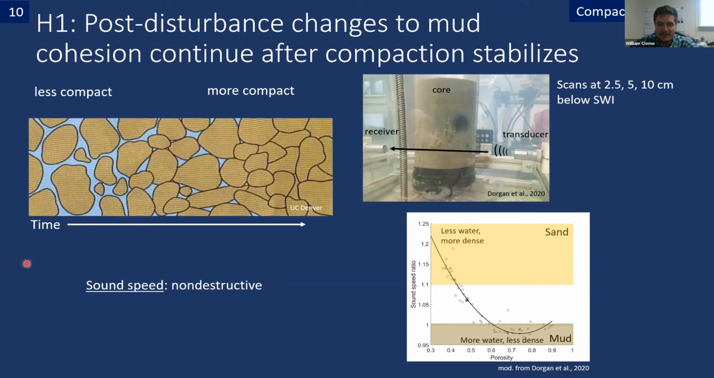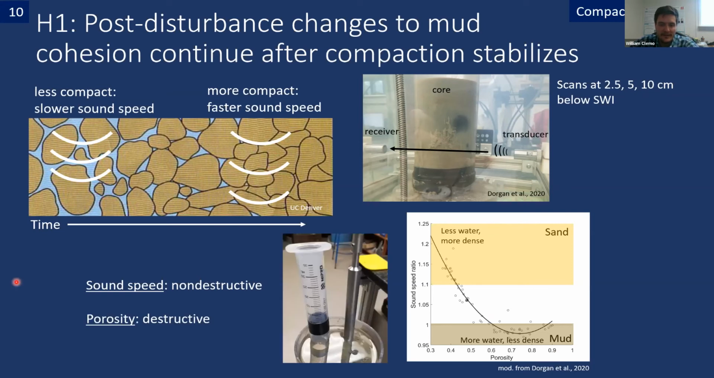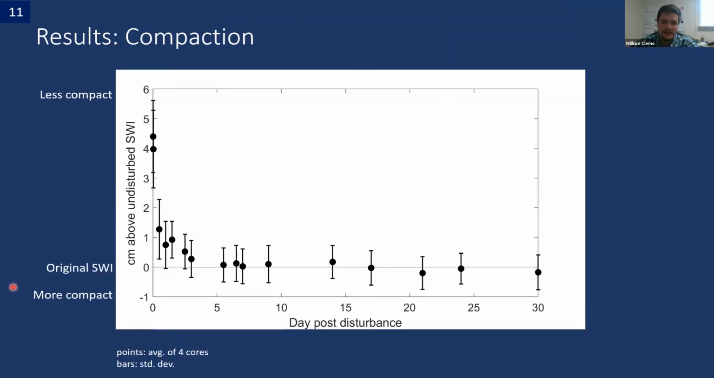So we expected that sound speed ratio would increase over time as sediment compacted. And finally, we collected a subsample core out of the bigger core and sliced it into 1 centimeter increments and dried it to get a measure of porosity, which we expected to decrease with increasing compaction. So now we'll take a look at our compaction results first.